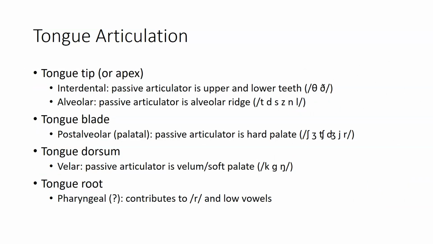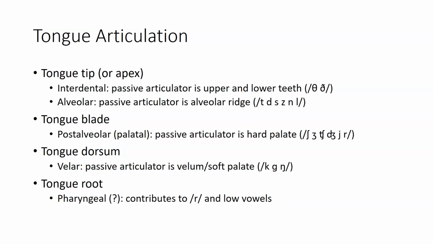The other tongue articulators, like the tongue tip, blade, dorsum, and root, are used for various consonants primarily. For the tongue tip are interdental sounds like th and the, as well as our alveolar sounds like t, d, s, z, n, and l. All involve articulation of the tongue tip near the roof of the mouth in the front.